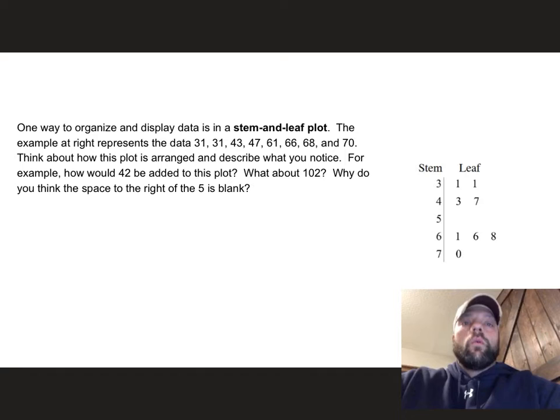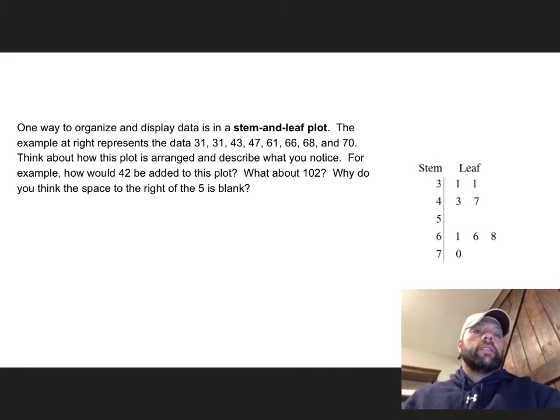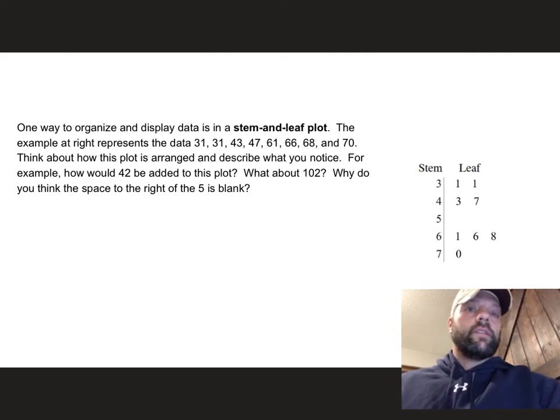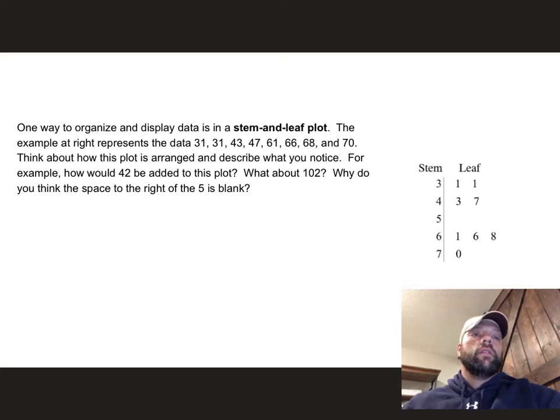All right, so one way to organize and display data is in a stem and leaf plot. The example at the right represents the data of 31, 31, 43, 47, 61, 66, 68, and 70. If I look here, I have the 3 and the 1. That's where I get the 31. The 4 and the 7 gives me 47.